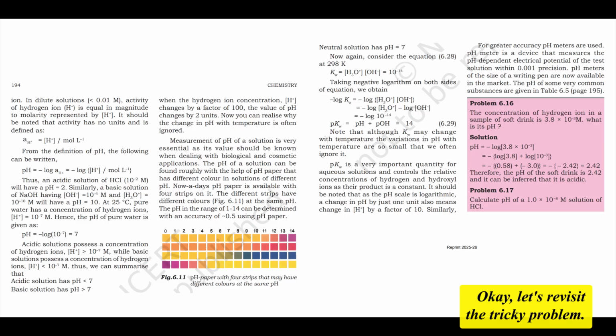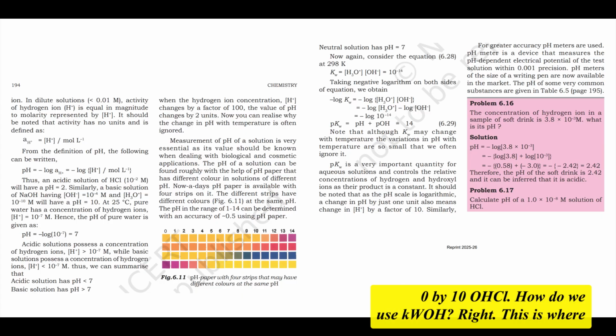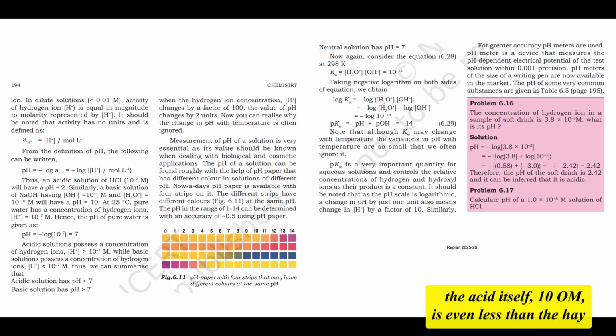Okay, let's revisit the tricky problem. Calculating the pH of a very dilute strong acid, say 1.0 × 10^-8 M HCl. How do we use Kw here? Right. This is where we absolutely cannot ignore the H+ contribution from water's autoionization, because the H+ from the acid itself, 10^-8 M, is even less than the H+ normally present in pure water, 10^-7 M.